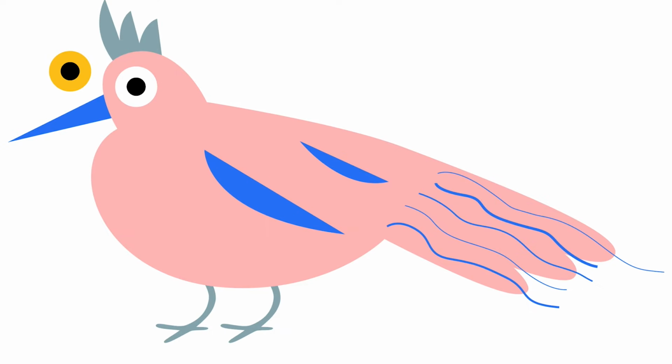For this tutorial, I have created a simple vector bird that I want to make a bit more exciting by adding textures and gradients. And I'm going to do this by using opacity masks. You can also use this bird, as I have provided a link in the description below. Alternatively, you can use any illustration you have created in Adobe Illustrator.